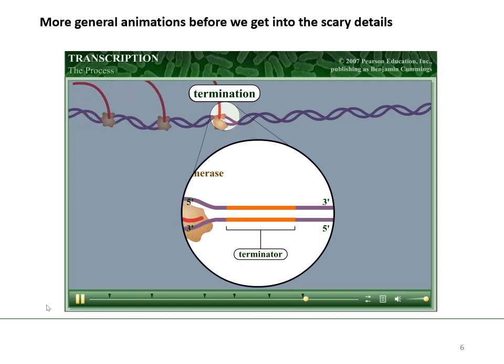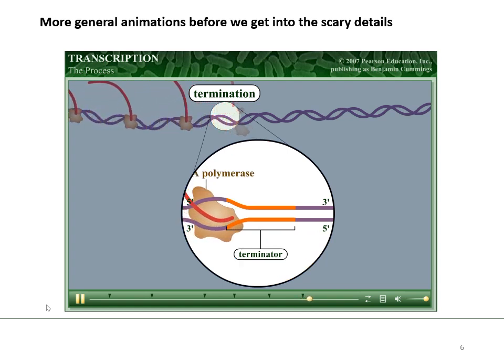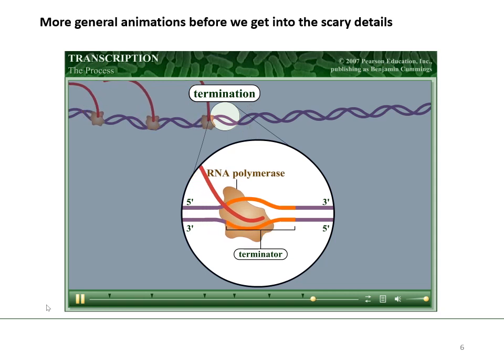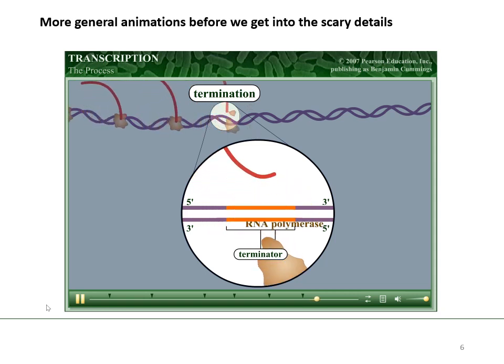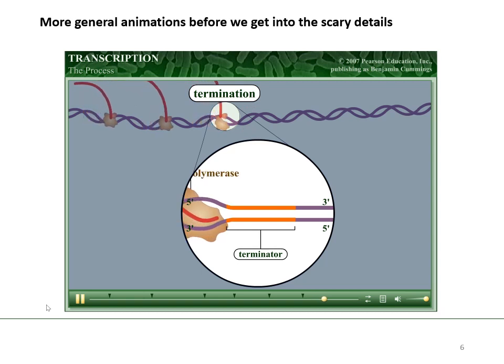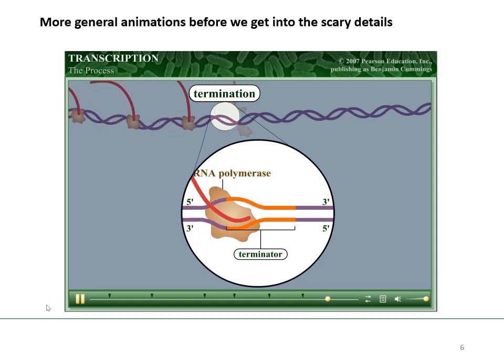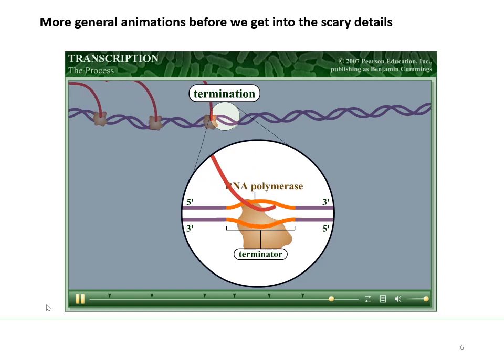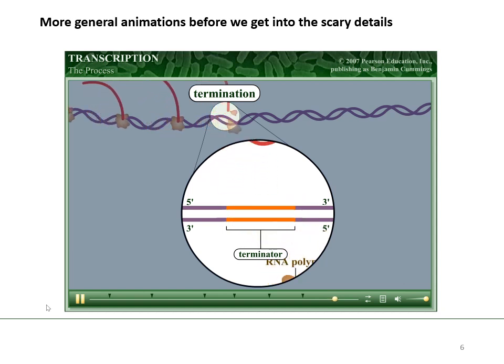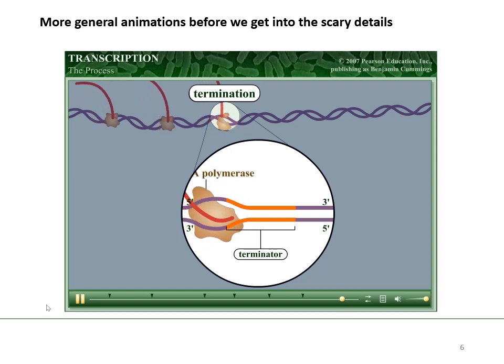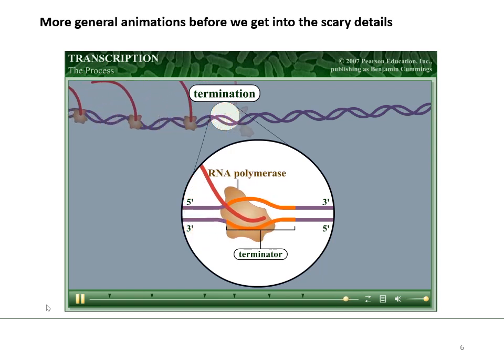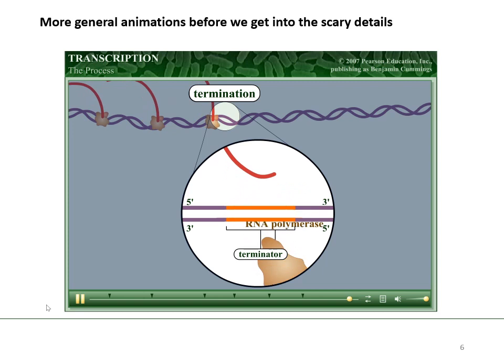Termination can occur through two mechanisms: self-termination and enzyme-dependent termination. In self-termination, the RNA sequence transcribed at the terminator causes the RNA to hydrogen bond with itself, forming a stem loop structure, which essentially pulls the RNA polymerase off the DNA. In enzyme-dependent termination, a termination protein binds to the terminator and pushes RNA polymerase off the DNA.